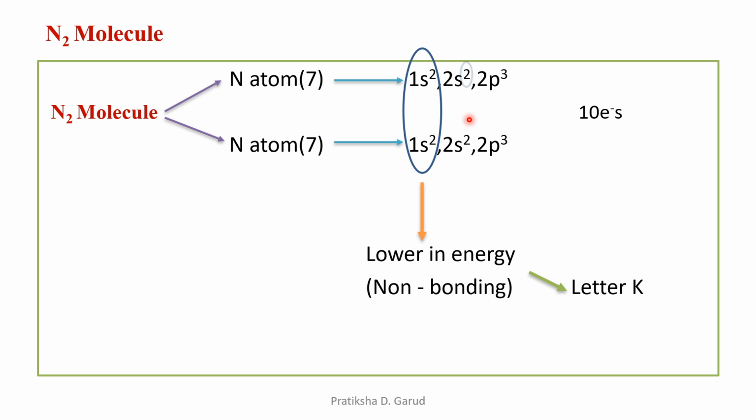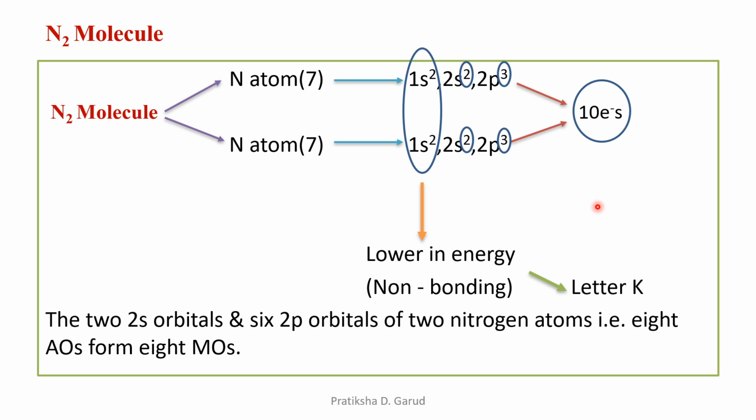So we can say that the 2 electrons from the 2s of the first nitrogen and the 3 electrons from the 2p of the first nitrogen, total 5 electrons. Again, the 2 electrons from the 2s of the second nitrogen and the 3 electrons from the 2p of the second nitrogen. Total 5 electrons from the first nitrogen, 5 electrons from the second nitrogen, and these 5 plus 5, total 10 electrons, are filled in the MO energy level diagram. So the two 2s atomic orbitals and the six 2p atomic orbitals of the two nitrogen atoms, that means there are a total of 8 atomic orbitals, result in the formation of 8 molecular orbitals.